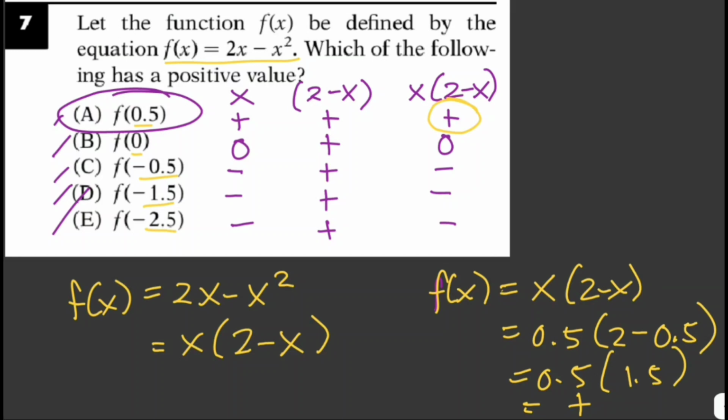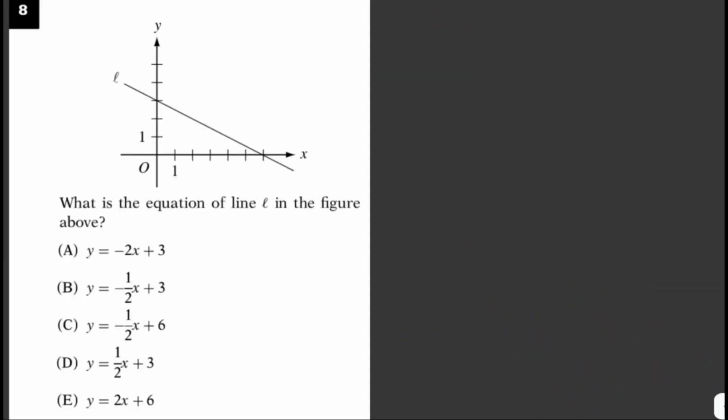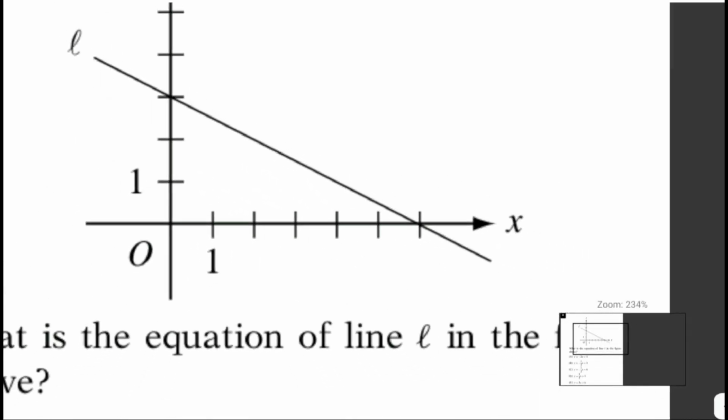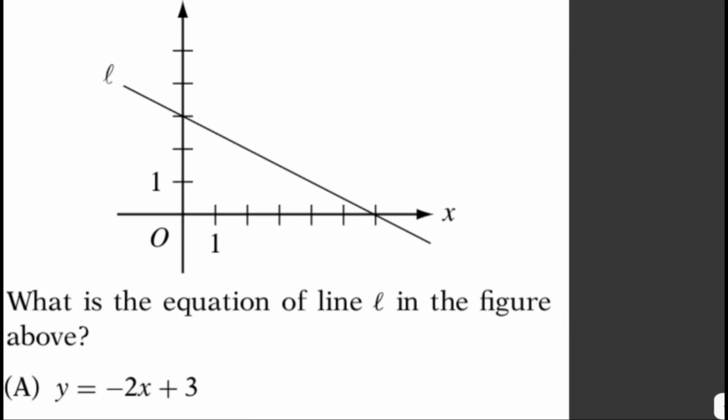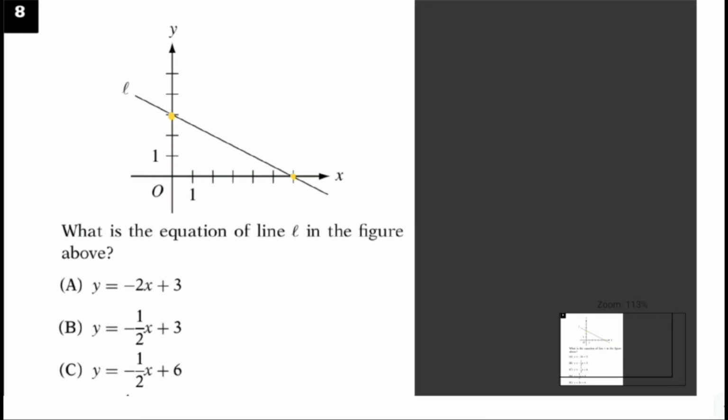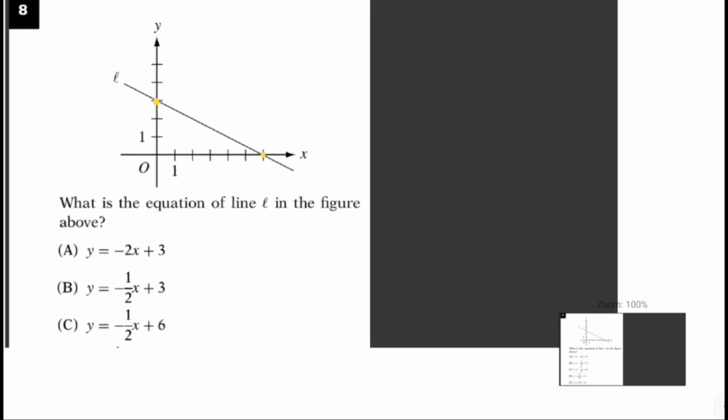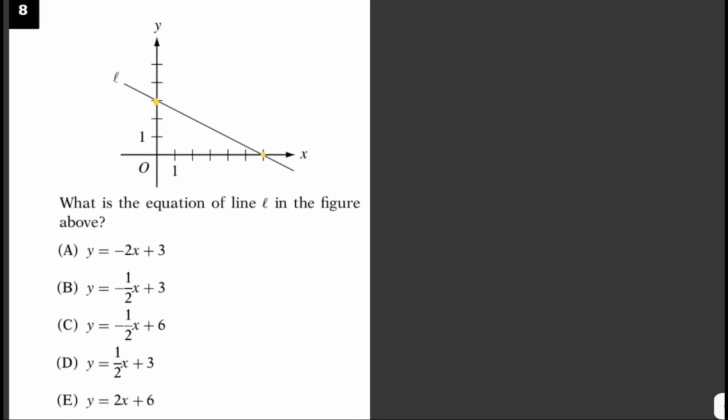Okay, let's solve another problem. What is the equation of the line L in the figure above? From the given figure, we're given that the line passes through these 2 points. So we can just choose 2 points here and solve for the slope. You can simply do rise over run.